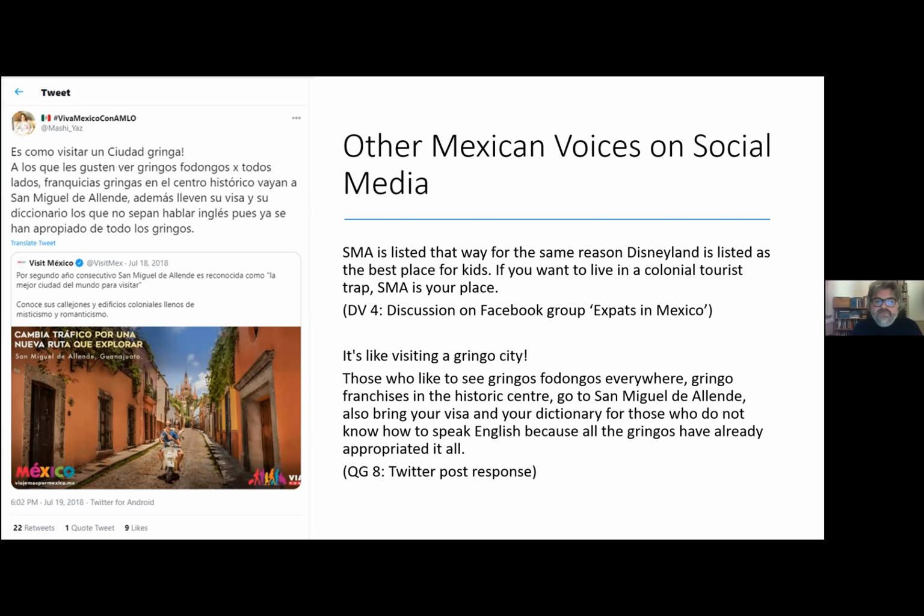So we had this quotation from a Mexican, interestingly, on an American site called Expats in Mexico, a Facebook group, describing it as a colonial tourist trap, a Disneyland. And then there was a Twitter post on the left, from Visit Mexico, advertising San Miguel for Spanish speakers, we assume predominantly in Latin America, Mexico. And then here he says, we found it difficult to translate fondongos, but that they basically appropriated the whole place. They've taken it over.